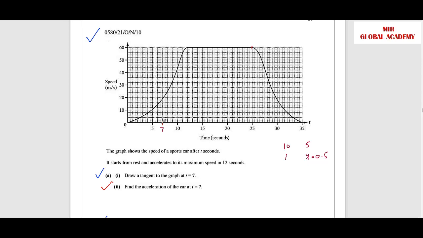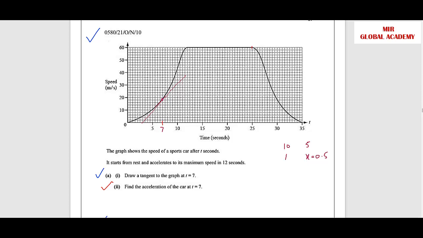Go vertically up. It will touch the graph over here. Now we have to draw a tangent line at this point. And a tangent line is a straight line that touches the graph at only one point. This is the tangent line. Now we have to find the gradient of this tangent line.